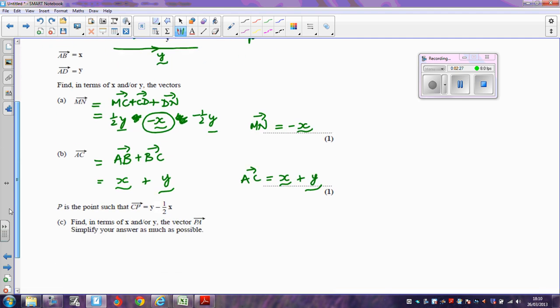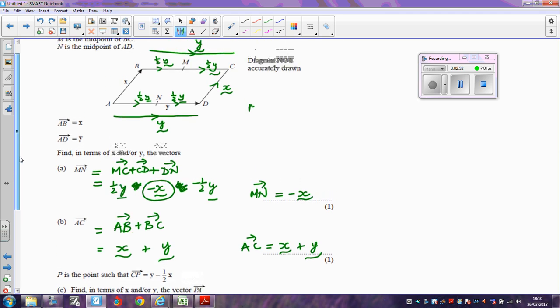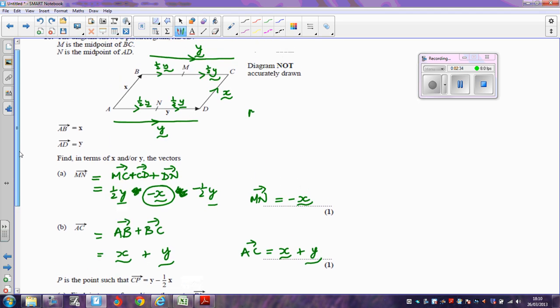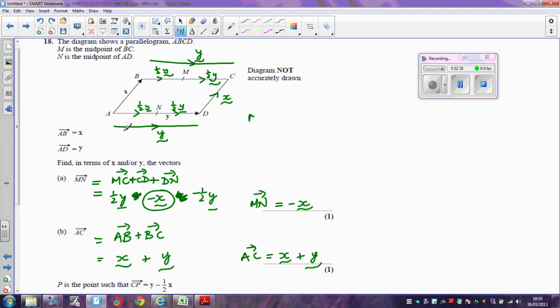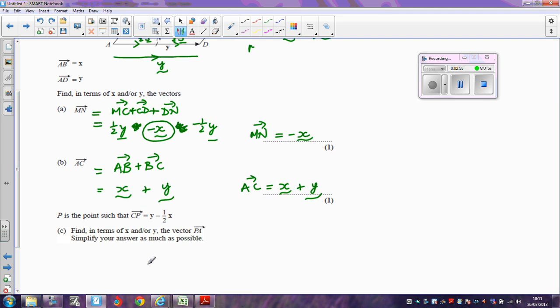Okay, next bit. P is a point such that CP is y minus a half x. So in other words, what it's saying is that somewhere out here, don't know where, doesn't really matter, there is P. That vector that takes me from C to P is y minus a half x. And without even really looking at it, it could be anywhere at the moment. So find, in terms of x and or y, the vector PA.